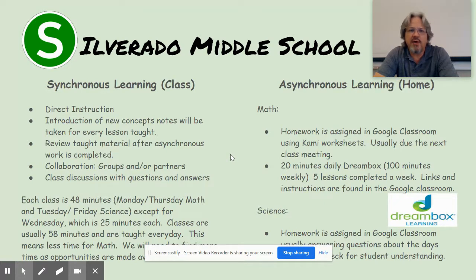In synchronous learning on the computer, it's a little more challenging. I have to put them in breakout rooms, and these breakout rooms are not as supervised as they would need to be, and students have to be responsible to actually take the time to talk. Collaboration is key, though, so I'm really looking forward to using that a little more often. Class discussions, constantly talking about what we learn, answering questions, and that's one thing I really and strongly encourage your child to do: ask questions.